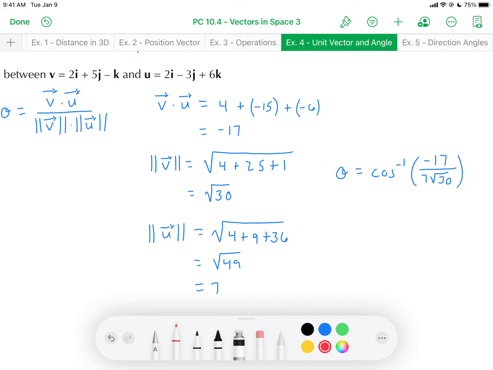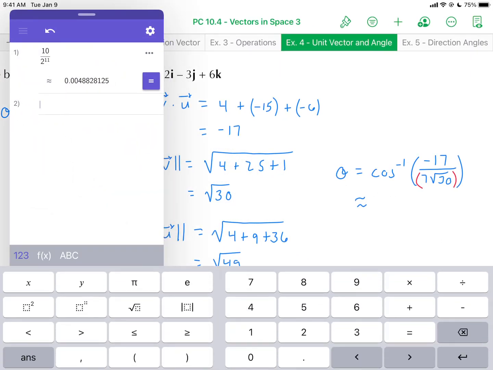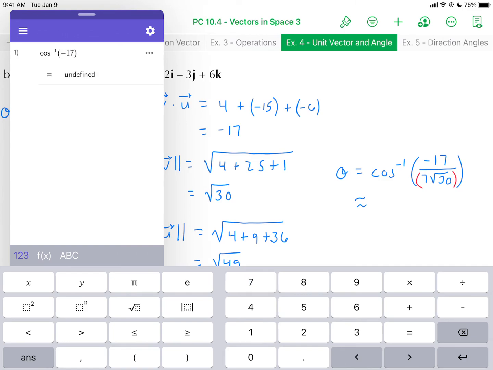And now be careful when you input into your calculator. Make sure you put that 7 radical 30 in parentheses, otherwise you won't get the right order of operations. All right, so inverse cosine of negative 17 divided by my 7 radical 30. I'm getting 116.3 degrees. And recall, whenever you are expressing an angle between two vectors, it's got to be between 0 and 180, right? An inverse cosine function is always going to yield an angle between that, so we don't have to play around with reference angles, which is nice.